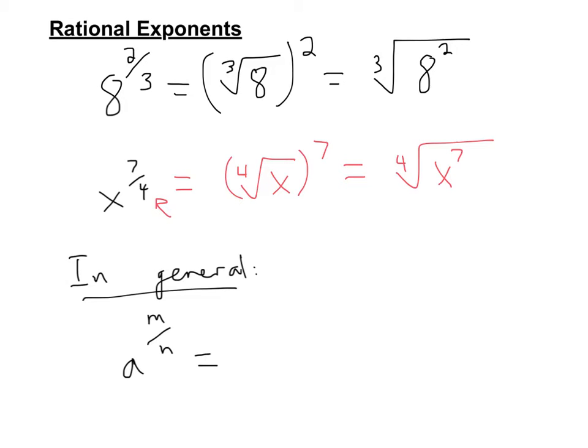In general, we say a to the m over n is equal to the nth root of a, to the m, which is also equal to the nth root of a to the m. So you can write it those different ways, and that's how we handle our new notation of fractions in the exponent.